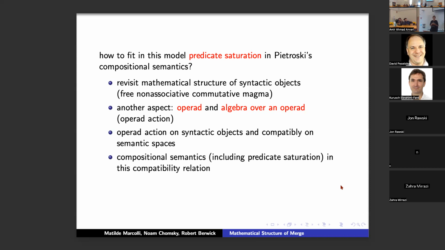So, but there's more than that you want to keep track of, because when you build these structures, external merge also does the theta role assignments and things like this. So you want to be taking care of that.